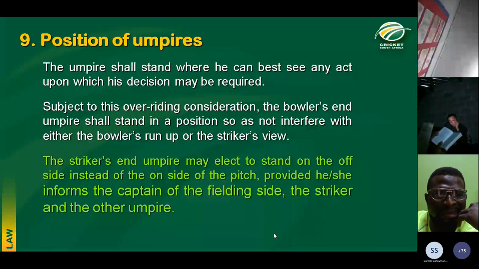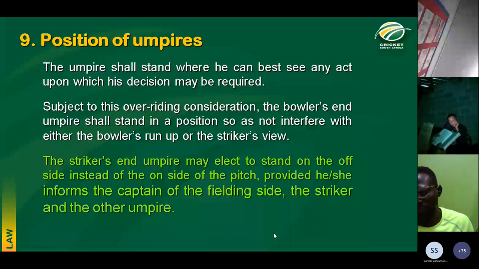So the question can be, they'll ask you, if the striker's umpire does elect to stand on the offside, do they need to inform the captain of the fielding side and the striker? So they ask you, is that true or false? Now, according to the law, you need to inform three people that you move to the offside: the captain of the fielding side, the striker, and the other umpire.